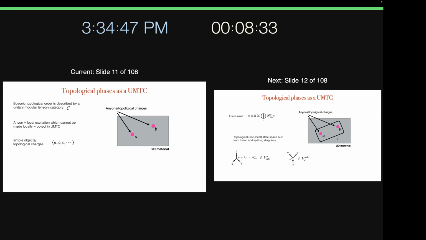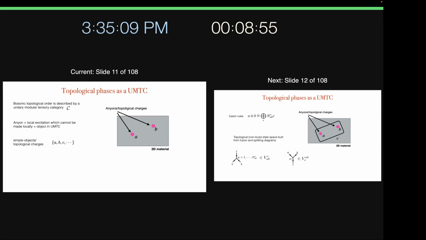Okay, so in the bosonic setting, we believe that topological order is described by a modular tensor category. And for us today, a modular tensor category is just going to be a list of data. And I will list that data out and explain how we interpret it in the physical system.